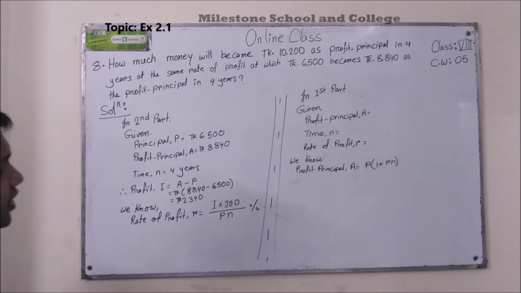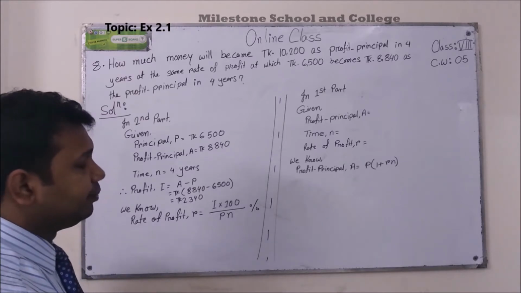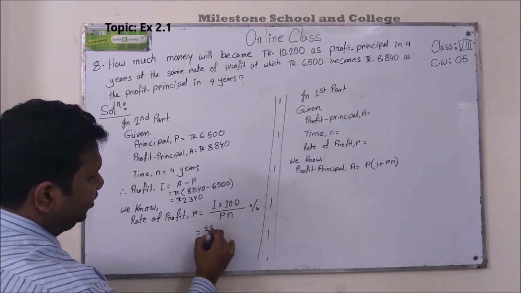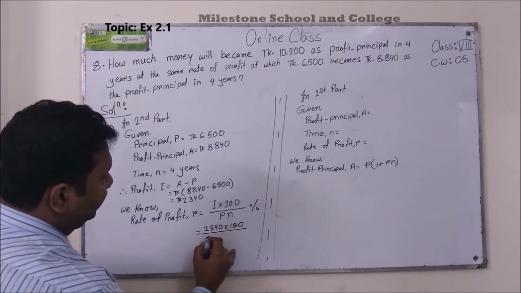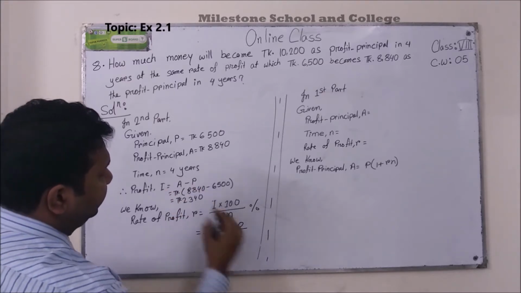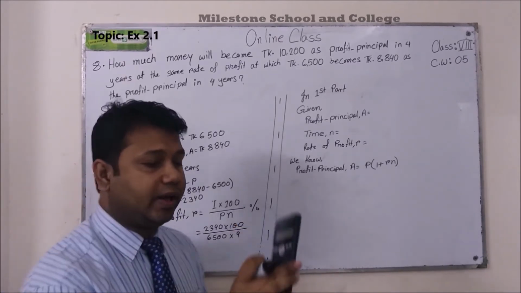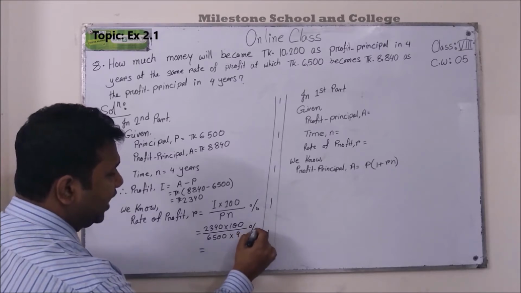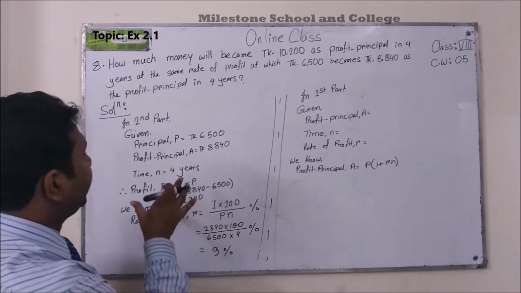We know rate of profit R equals I into 100 by PN percent. So if you put the value of I, that is 2340 into 100 by 6500 into N. What is the value of N? 4. By using a calculator, I think you have a calculator, we will get that equal to 9%. So this is our rate of profit. From the second part we found it out.